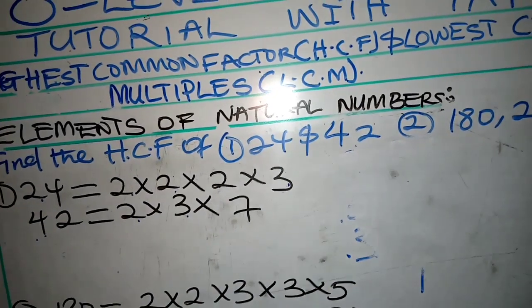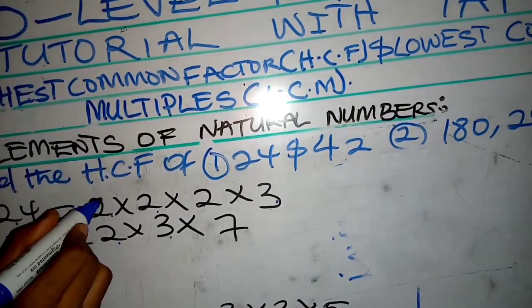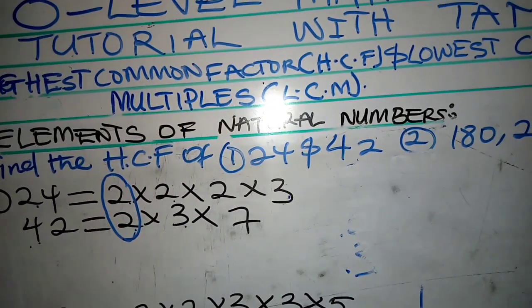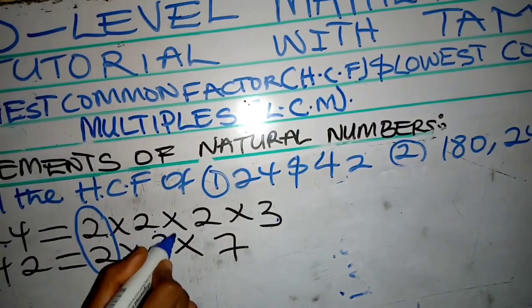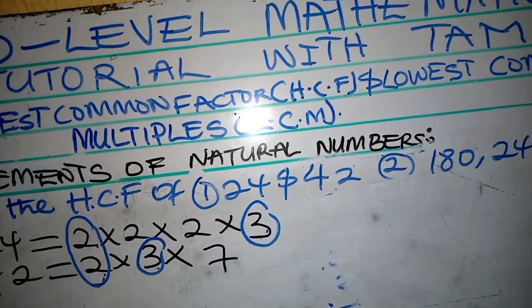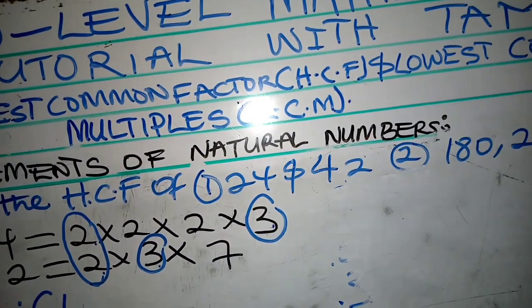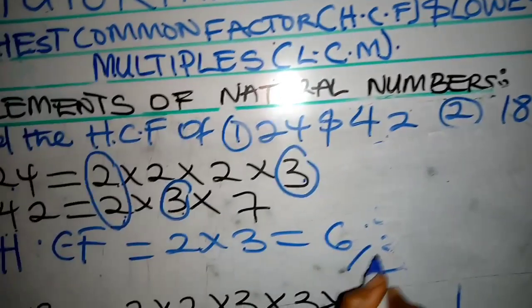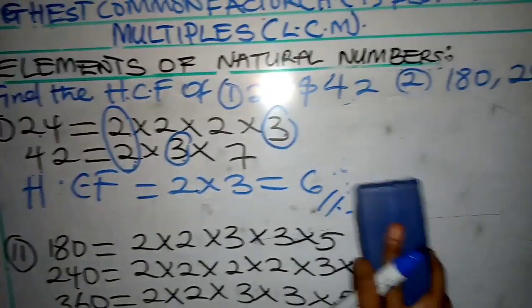So to find the HCF, we first find the common factors. They have 2 in common. They also have 3 in common. So the HCF will be the product of the common factors, which is 2 times 3, which is 6. Now let's go to the next example.